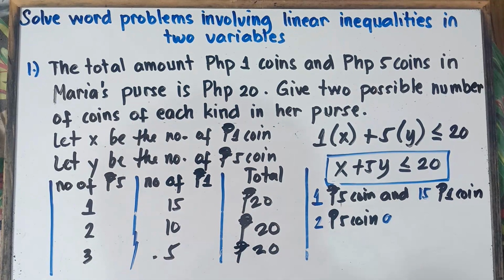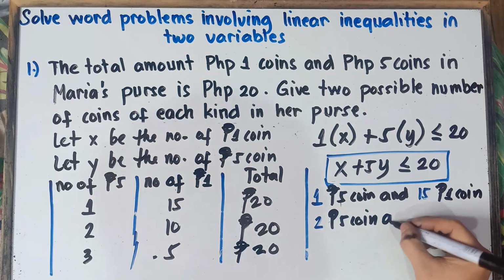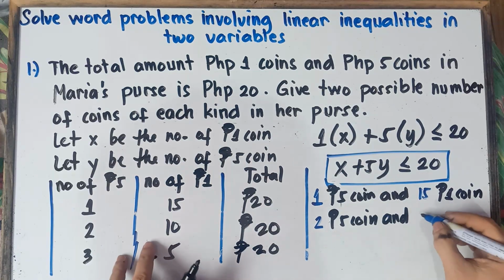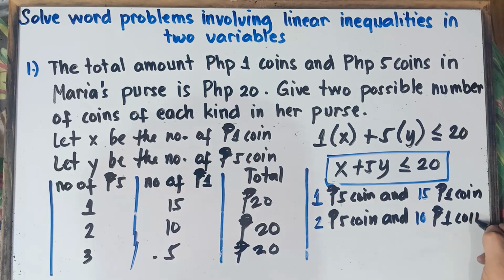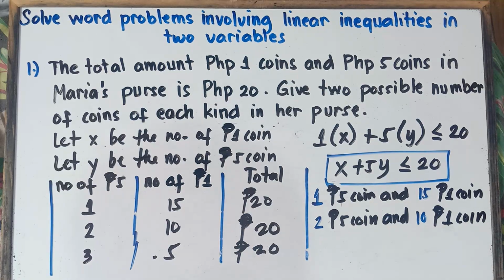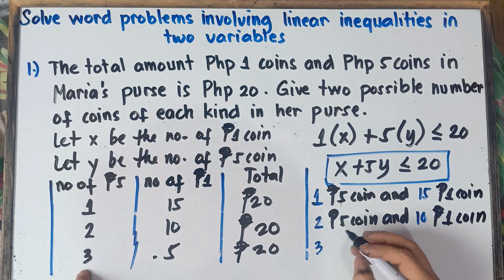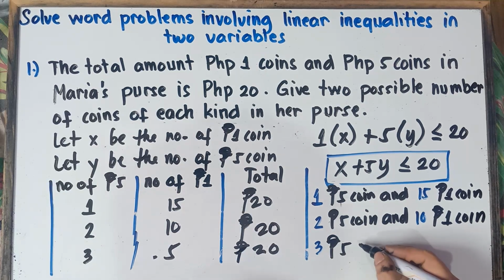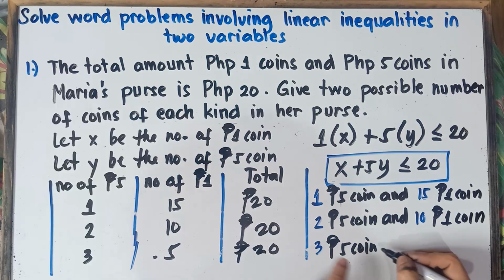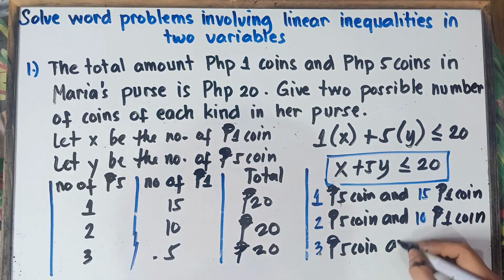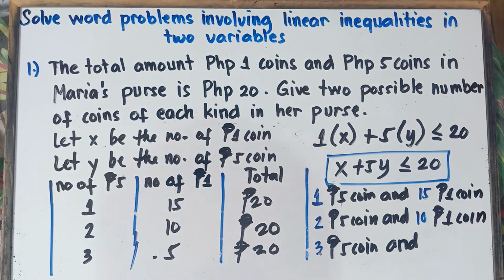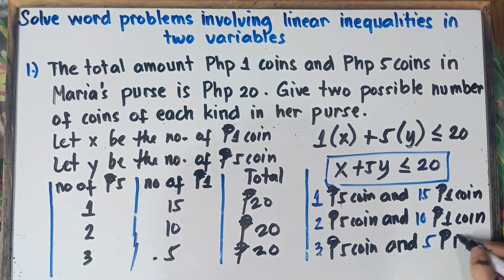And 10 1 peso coin. Alright, last combination, we can have 3 5 peso coin. Of course, 3 5 peso coin, that would be 15, right? 3 times 5, that would be 15. Therefore, the remaining, that would be 5 1 peso coin.